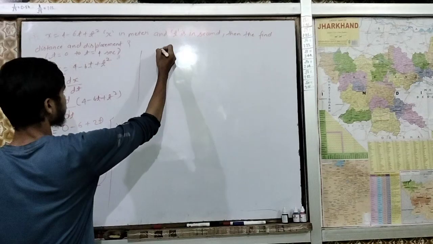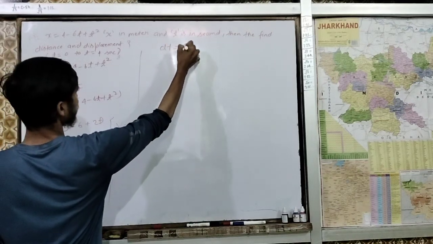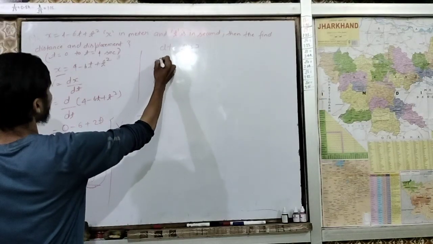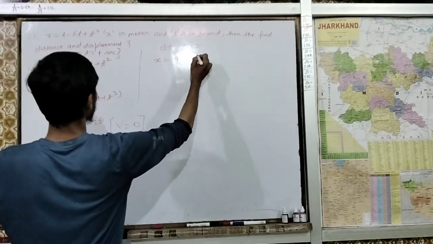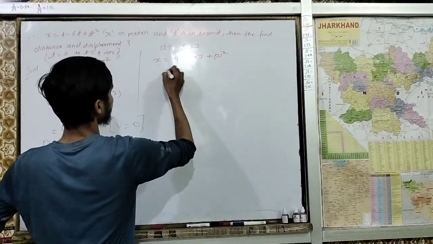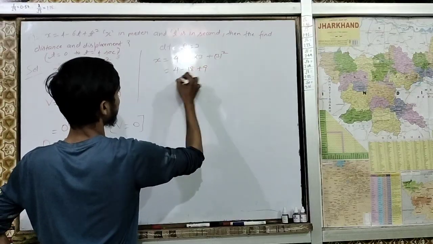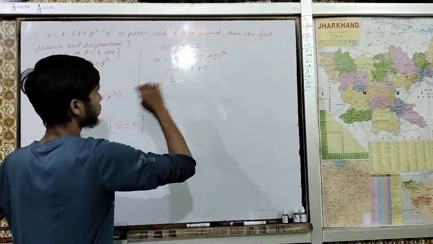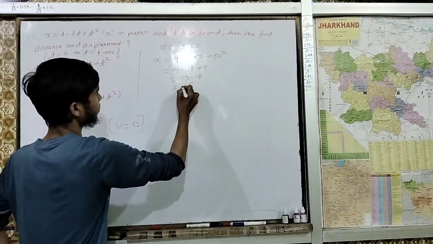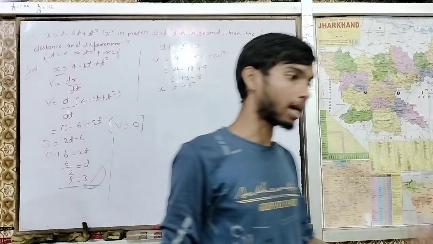So let's do this. At t is equal to 3, 4 minus 6 multiplied by 3 plus 3 raised to power 2. 4 minus 18 plus 9. So here it is giving you 13 minus 18. So this is nothing but minus 5. X came out as minus 5, where time is 3 seconds.